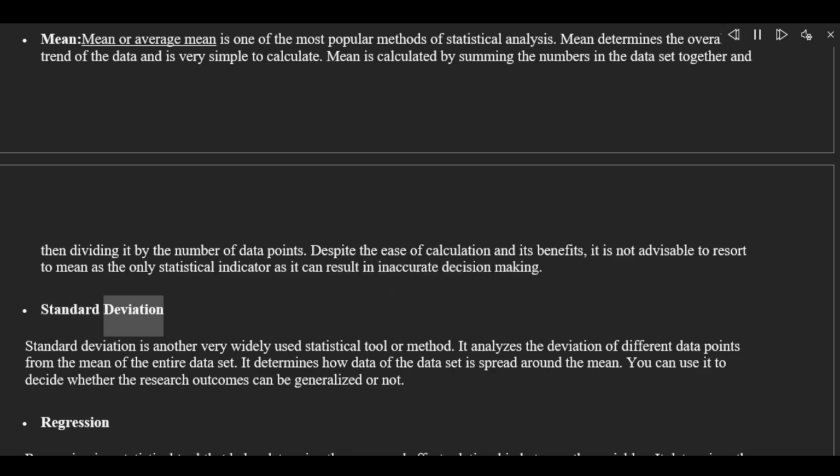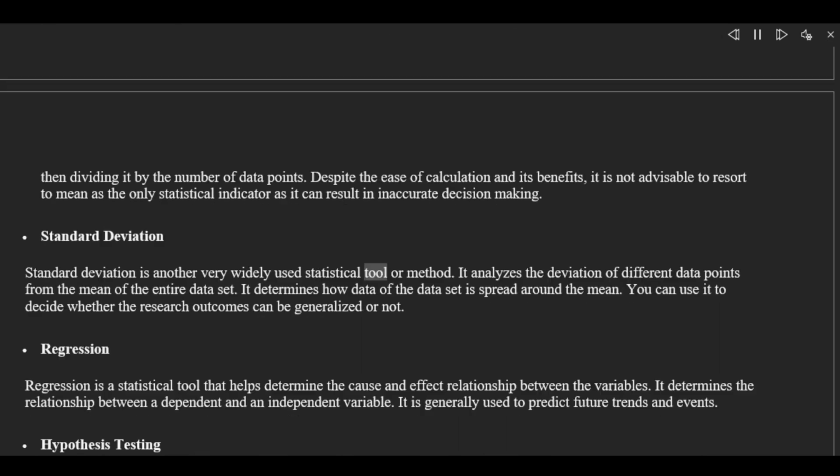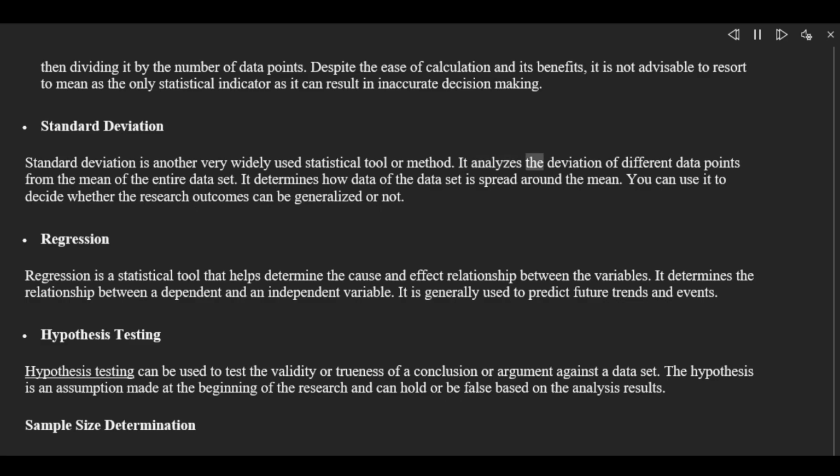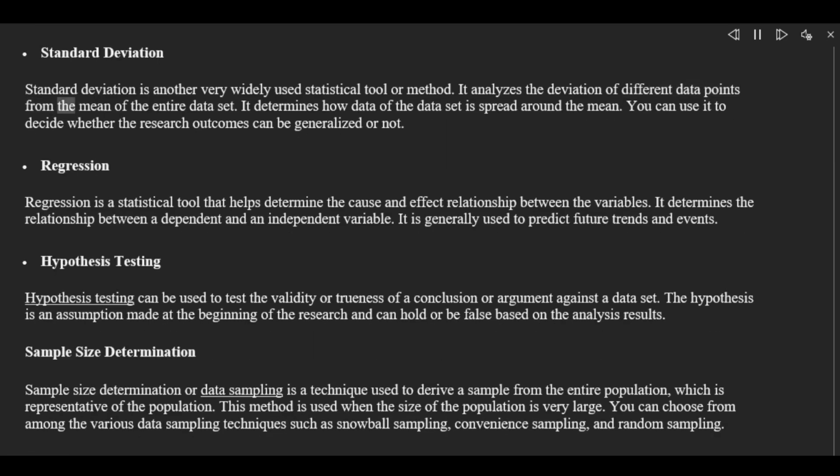Standard deviation. Standard deviation is another very widely used statistical tool or method. It analyzes the deviation of different data points from the mean of the entire data set. It determines how data of the data set is spread around the mean. You can use it to decide whether the research outcomes can be generalized or not.